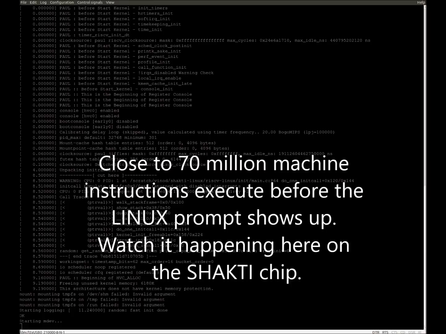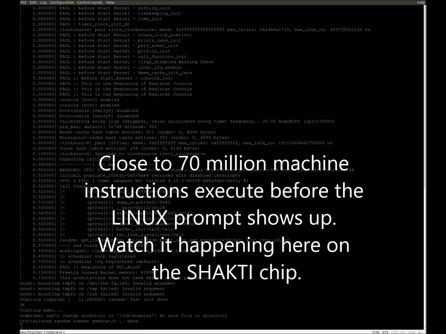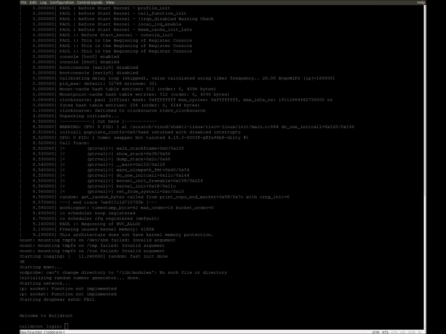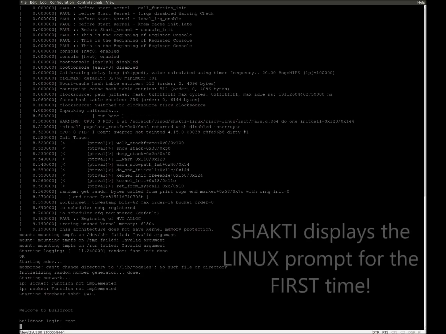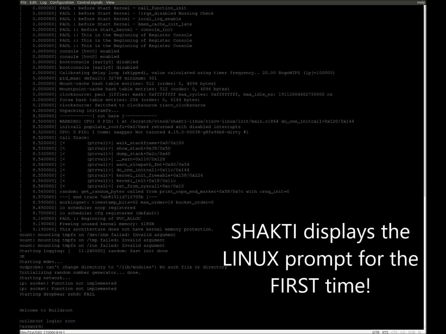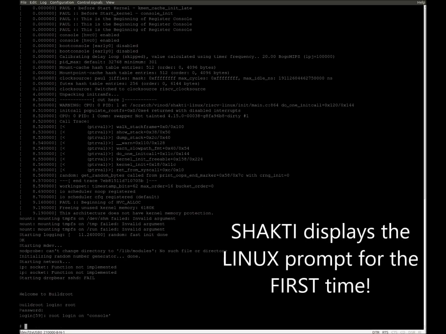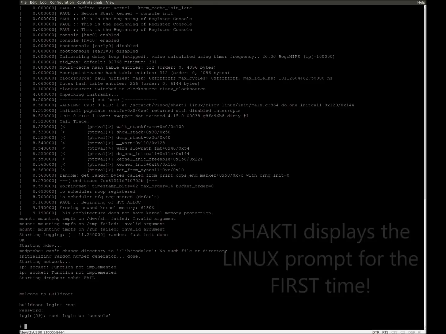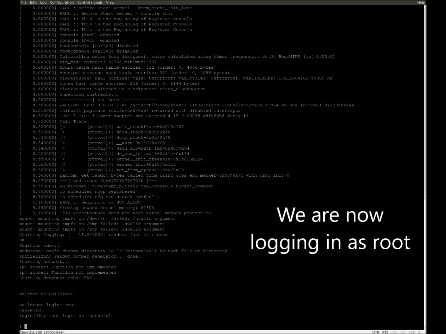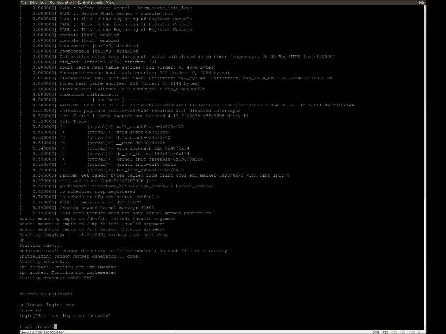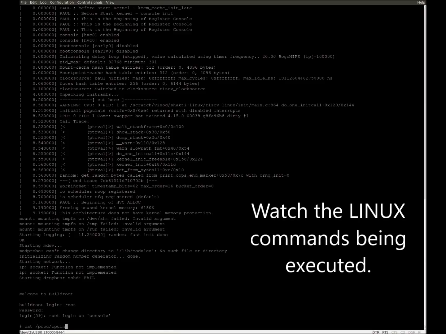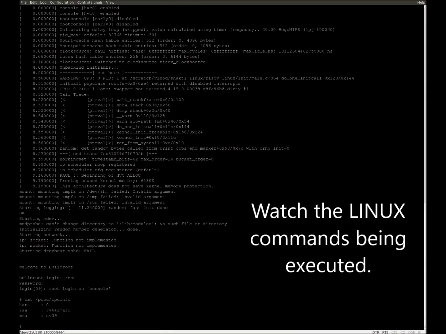Watch it happening here on the SHAKTI chip. SHAKTI displays the Linux prompt for the first time. We are now logging in as root. Watch the Linux commands being executed.